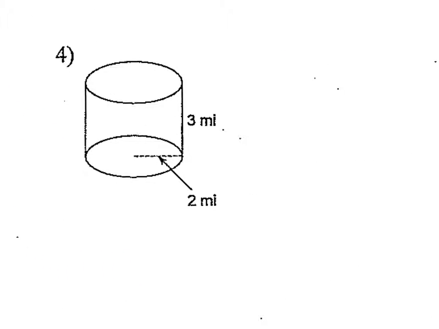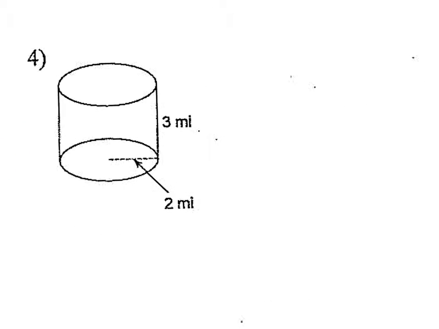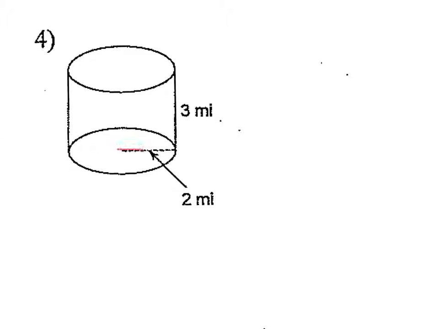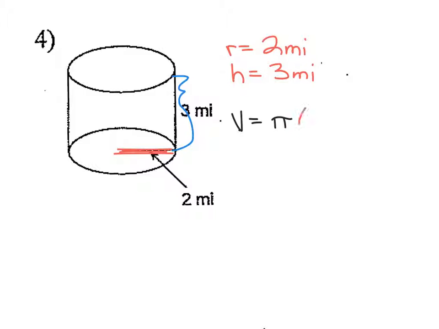Okay, last one on this page. So if you look carefully, they have given us our radius. Remember, diameter is all the way across, radius is halfway across, and we need the radius. And our radius is 2 miles. Our height, which remember connects the bottom with the top, is 3 miles. So when we plug this into our formula for volume, we have pi times the radius squared times the height.